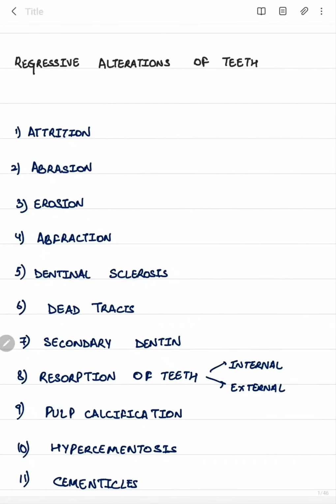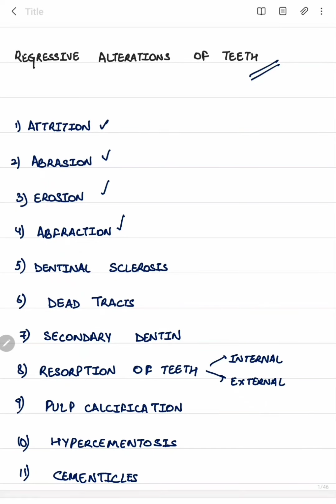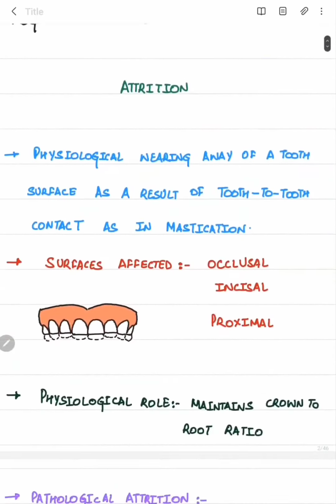Hey all, so today we are going to discuss regressive alterations of teeth. In this video we will discuss four topics only: attrition, abrasion, erosion and abfraction. The rest of the topics we will discuss in the next video, right? So we will start with the very first topic, that is attrition.